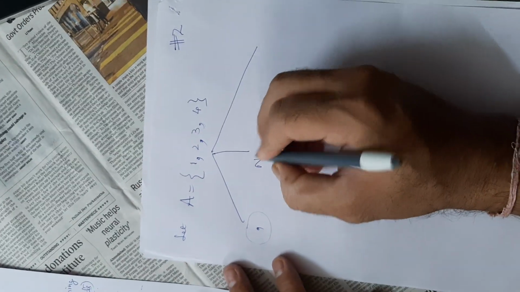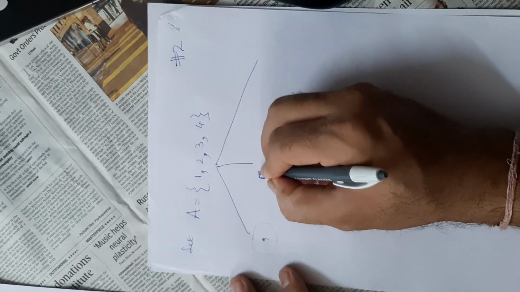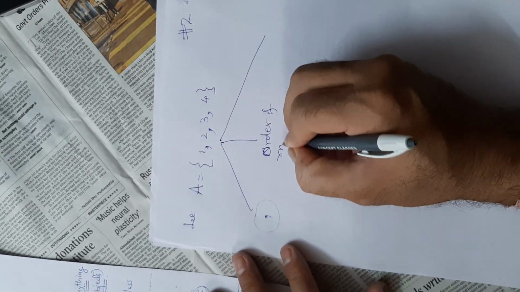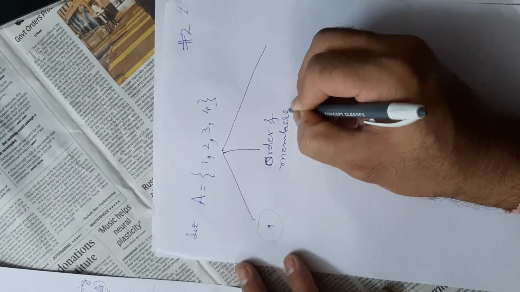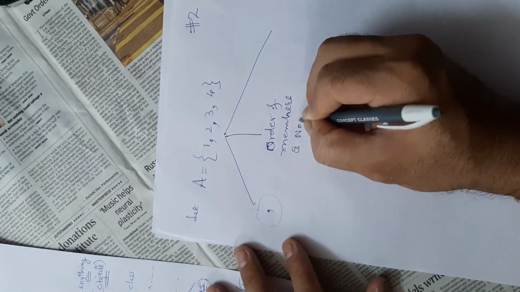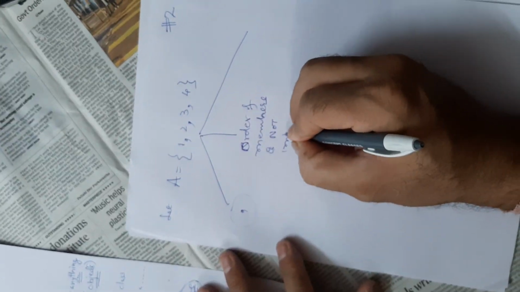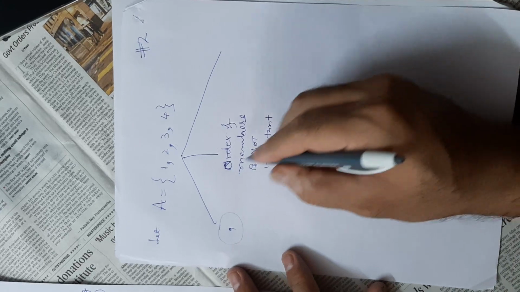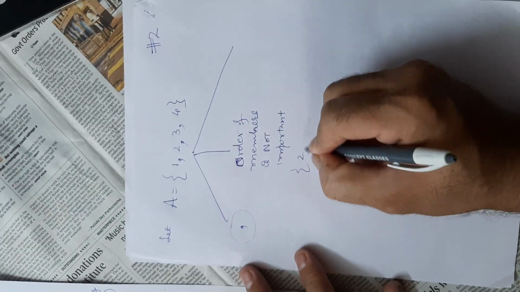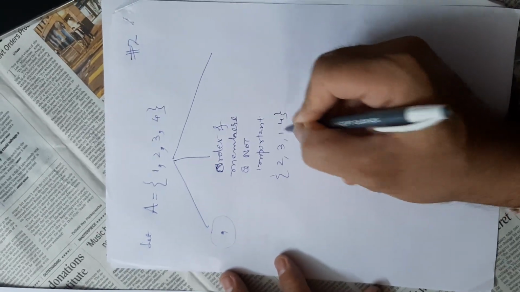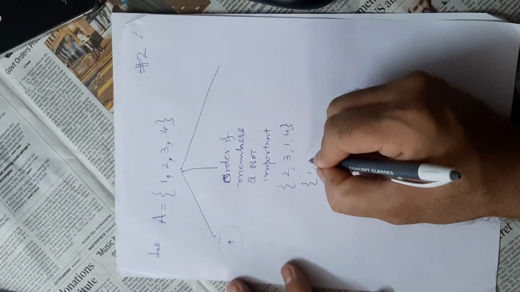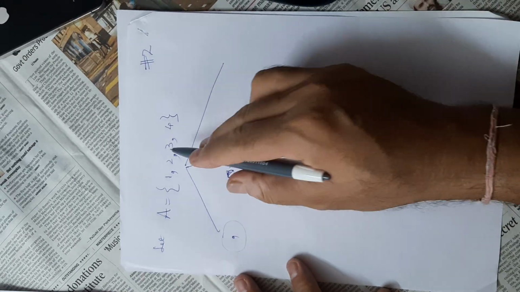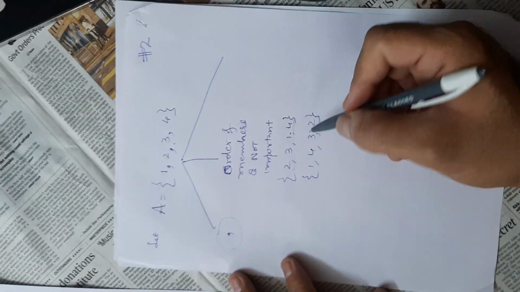Next, order of members is not important. Like the same set I can write like this also, 2, 3, 1, 4. I can write like this also, 1, 4, 3, 2. So this is same as this, is same as this. Whether I write this or this, both are same things.